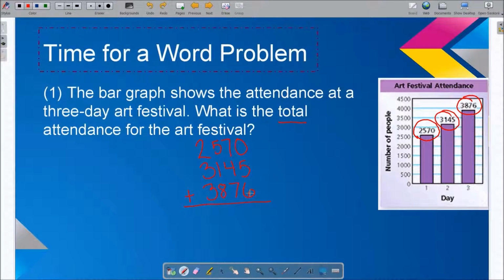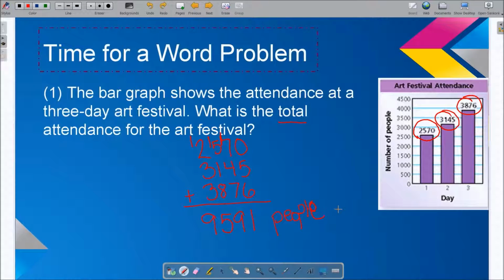0 plus 5 plus 6 gives me 11. 1 down there, carry the 1 up there. 1 plus 7 is 8, plus 4 is 12, plus 7 is 19. Carry the 1 again. 1 plus 5 is 6. 6 plus 1 is 7. 7 plus 8 is 15. Carry another 1. 1 plus 2 is 3. Plus 3 is 6. Plus 3 is 9. There are a total of 9,591 people at the art festival.